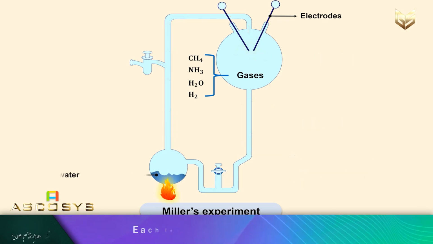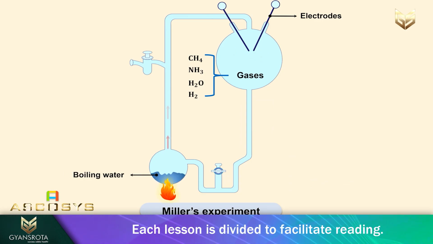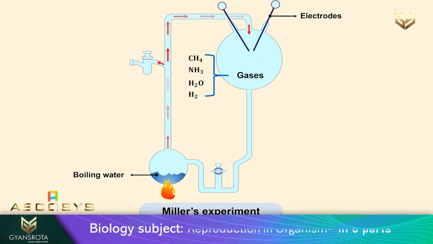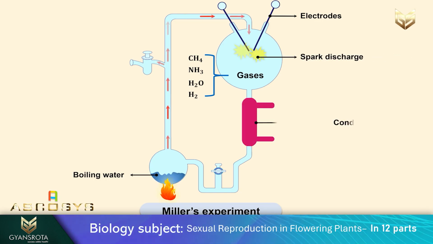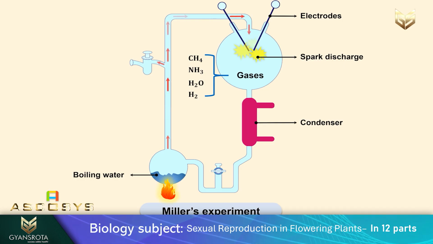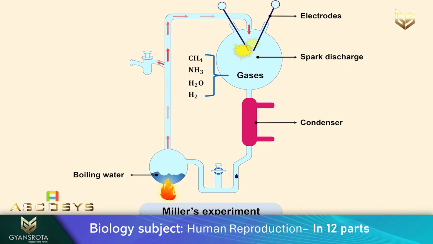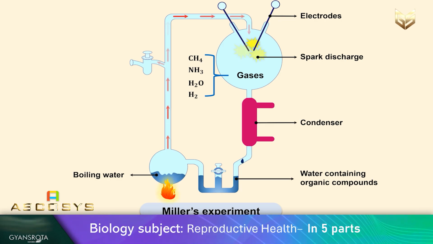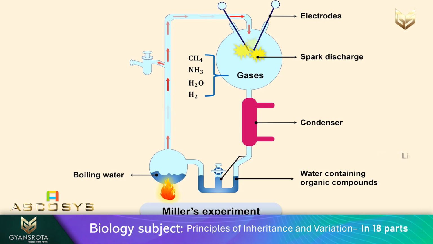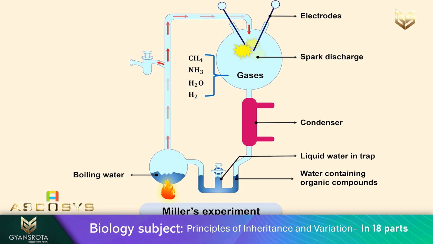So you can see the boiling water has been carried through the mixture of gases which contain methane, ammonia, hydrogen and water vapor, and then it was allowed to pass through the condenser, and the water contained the organic compounds. After testing these organic compounds, he observed that it contains certain kinds of amino acids like alanine, glycine and aspartic acid.